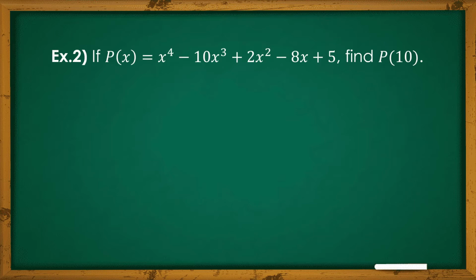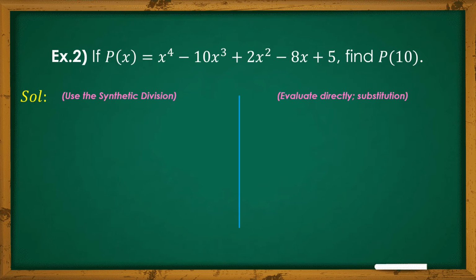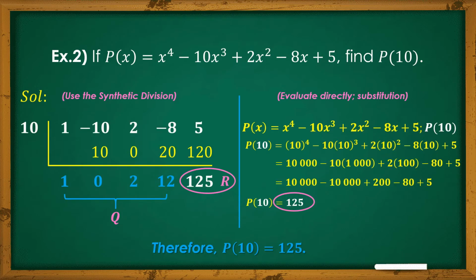Now, para sa example number 2, kayo naman. If p of x equals x raised to 4 minus 10x raised to 3 plus 2x squared minus 8x plus 5, find p of 10. For your solution, you can use the synthetic division or you can evaluate directly through substitution. Were you able to get these answers? Our remainder is 125. Great job!